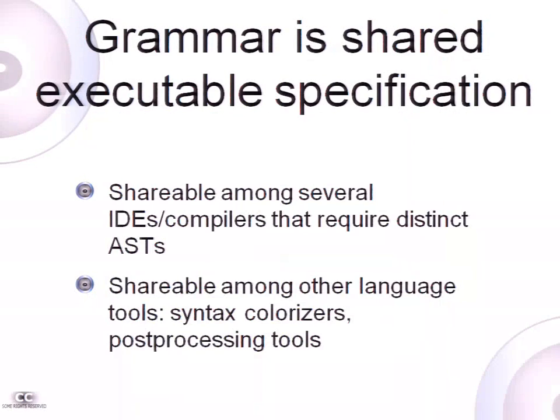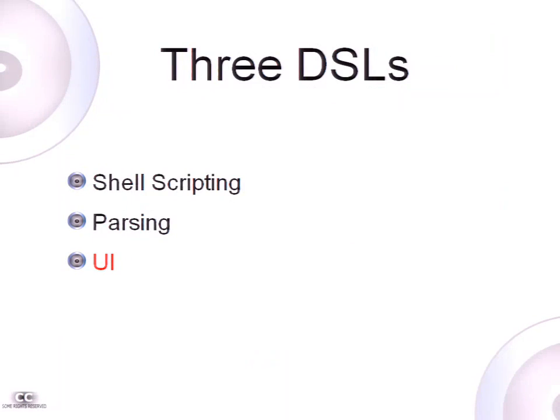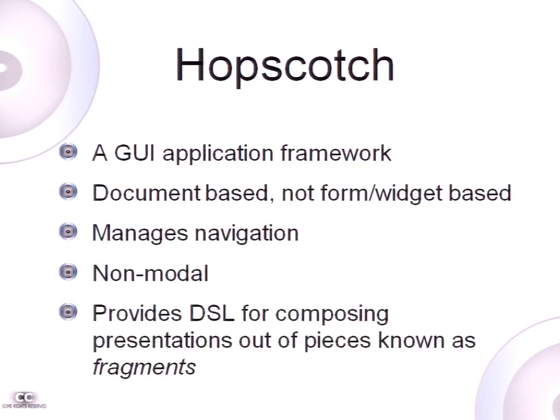Okay, well, let's see what we can do with our third example, which is the UI. So these browsers I've shown you, they're all running on a framework called Hopscotch. That's a high-level GUI application framework. And it's sort of a document-based level framework. It's not a widget-level framework. There's a widget-level library below it.